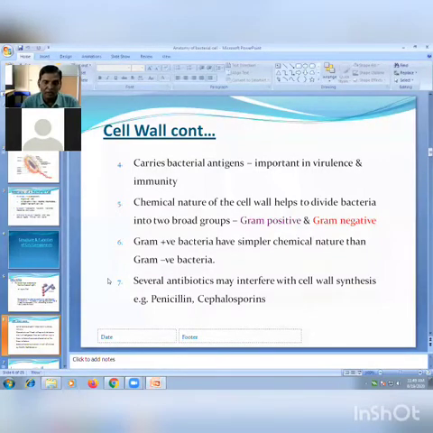Then on the surface of the gram-positive cell wall, teichoic acid is present, and this teichoic acid is also antigenic in nature, and it serves as an antigen of gram-positive bacteria.